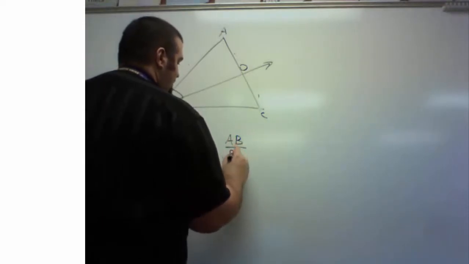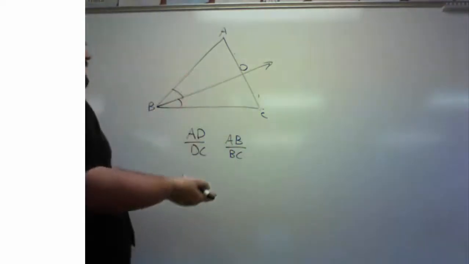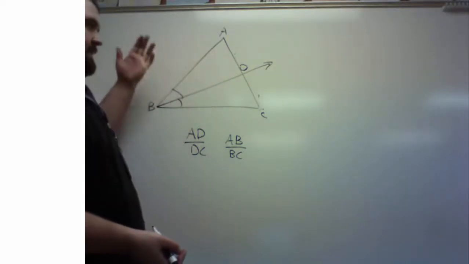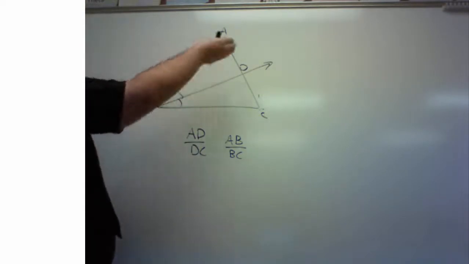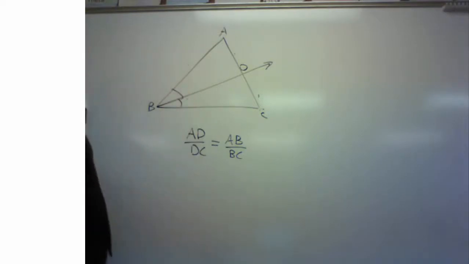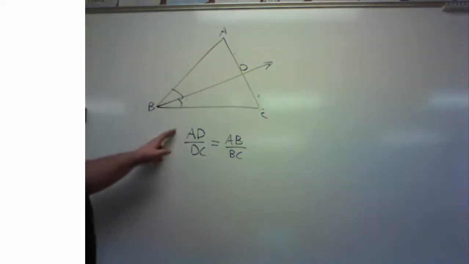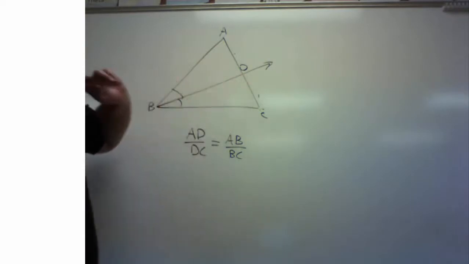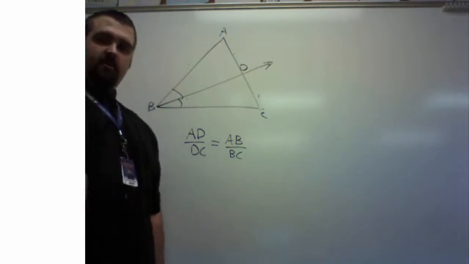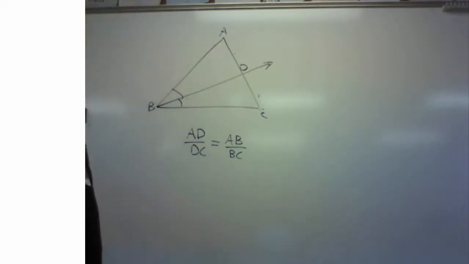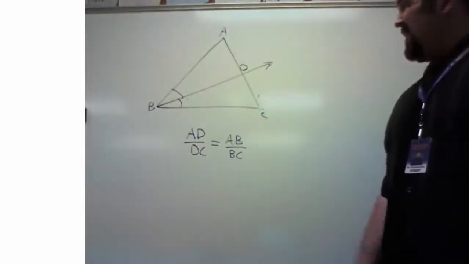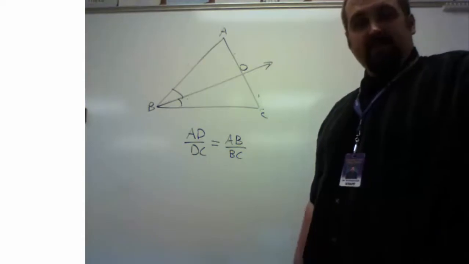Now, why did I choose AB to BC and not BC to AB? Well, I started with AD, so I start with AB on top. It has to be the same ratio, so it means it matches up correspondingly. This ratio has to be true if this is an angle bisector, always. AD to DC has to equal AB to BC. If you can understand how to set up this ratio whenever you see an angle bisector, you've got it good, because at that point, all you have to do is cross multiply and solve. So, this is how we set up the proportion.